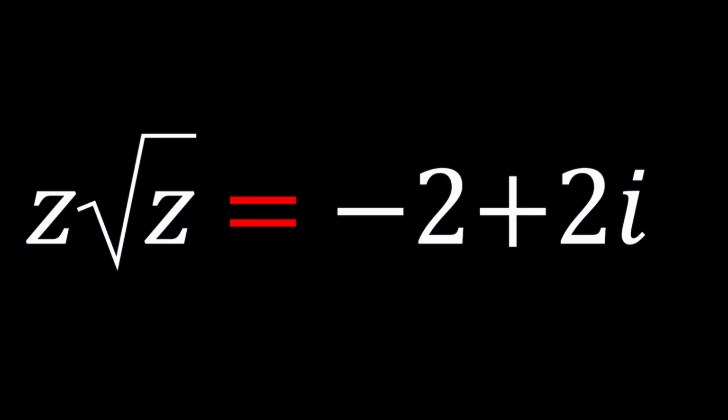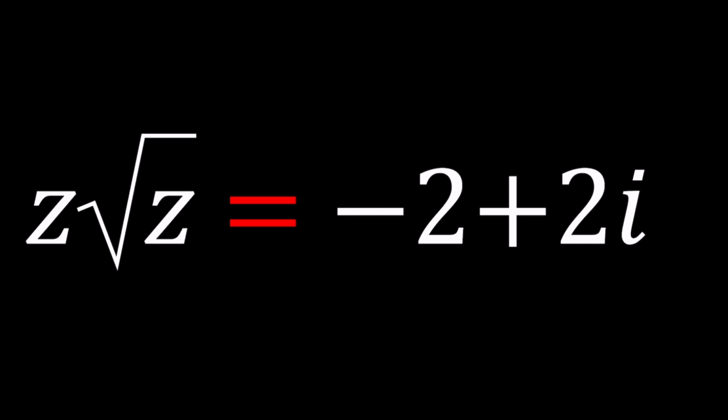a plus bi. This channel is all about complex numbers, and in this video we're going to be solving another radical equation. This is actually a pretty interesting equation because you'll see in a little bit we have z times the square root of z equals -2 plus 2i, and we're going to be solving for z values. I'll be presenting two methods, and let's start with the first one.